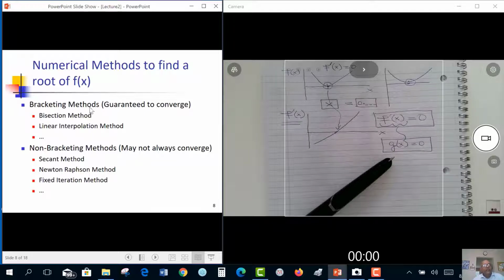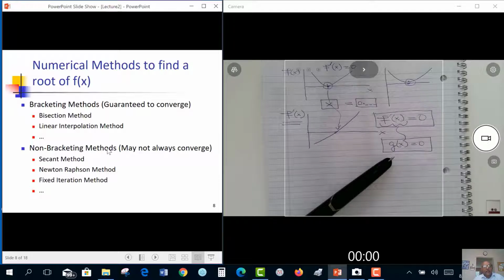So we have two categories of methods to find the root of a function. One is called bracketing methods. Bracketing methods always bracket the root at each iteration, so they are guaranteed to converge. Methods such as the bisection method and the linear interpolation method are bracketing methods. We are going to cover the bisection method in detail here.